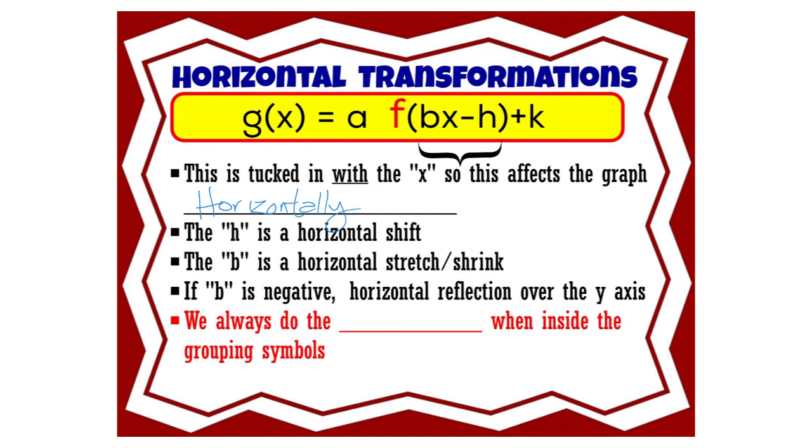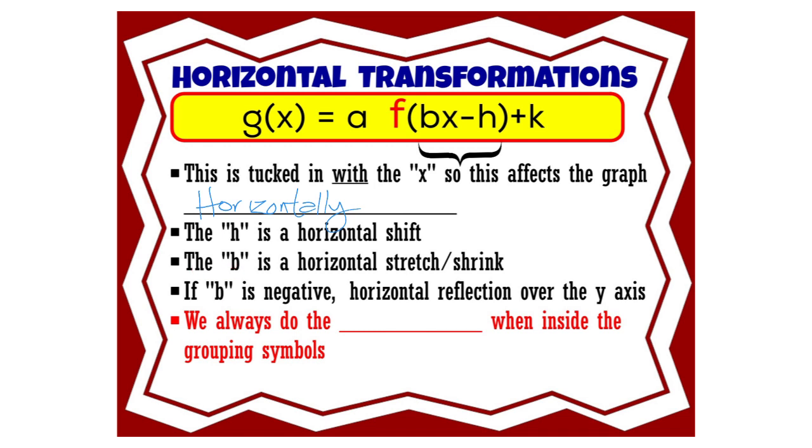So I know you've done some of this transformation stuff in previous classes, so hopefully I'm not going to spend a whole lot of time here going through all of this. But the H value right here, whatever you're adding or subtracting inside the parentheses, that is a shift. So it's going to shift left or right here. I don't know if you want to write that here. Maybe you just know that, but it's a horizontal shift, so left or right.